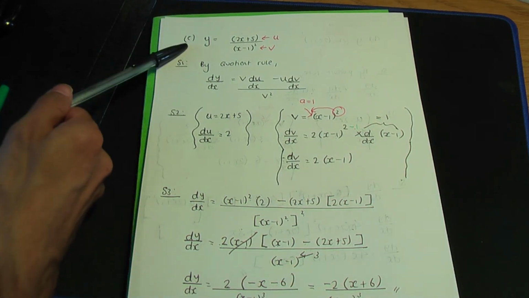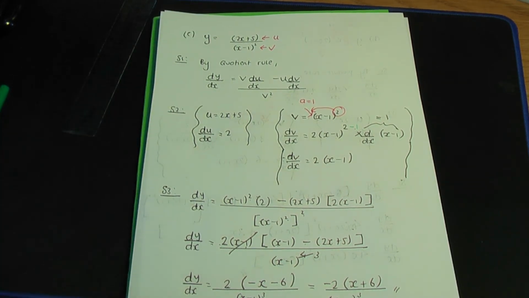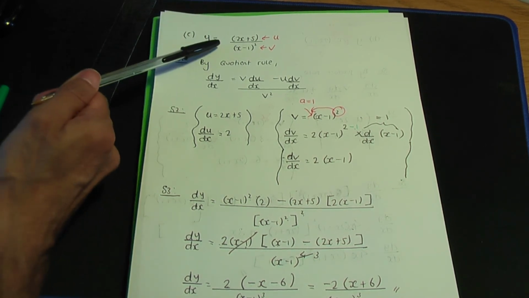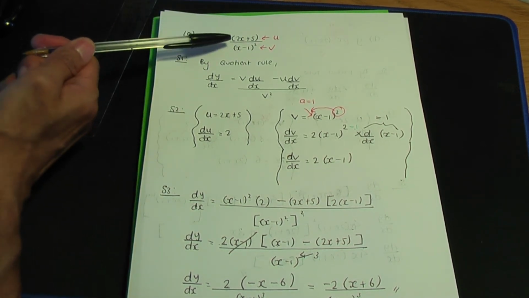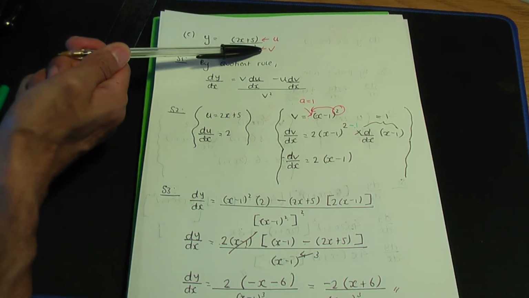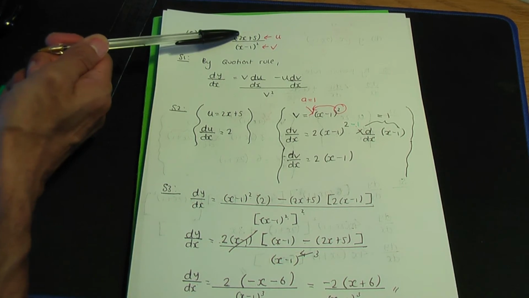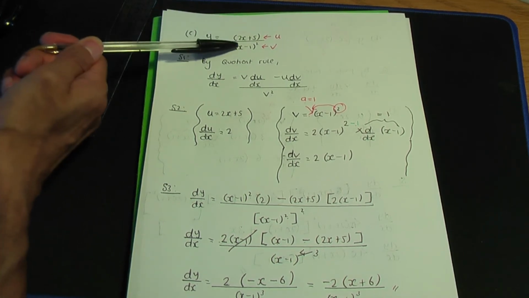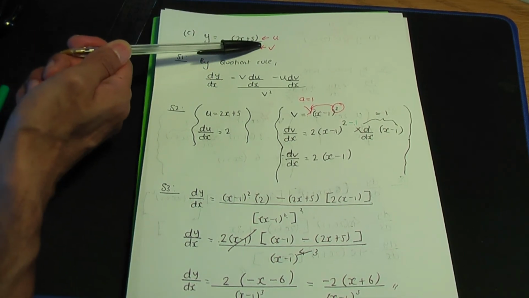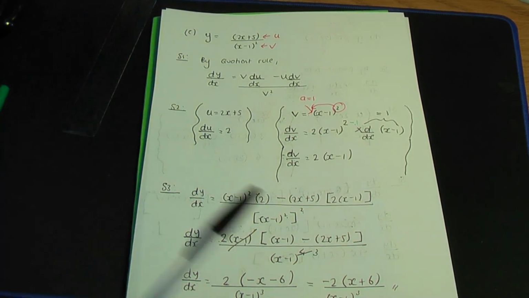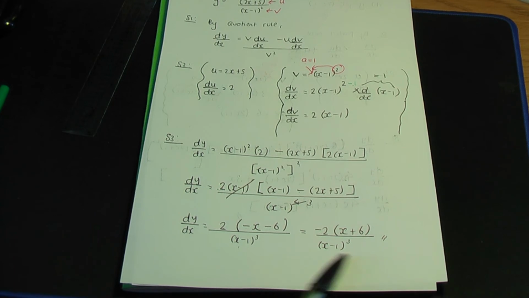So I did part C using the quotient rule, but I can just as well do this part using the product rule. So if you brought the x minus 1 to the power 2 up, so the function will become 2x plus 5 into x minus 1 to the power minus 2, and then you can apply the product rule on that, and that should give you the same result when you simplify. Okay?